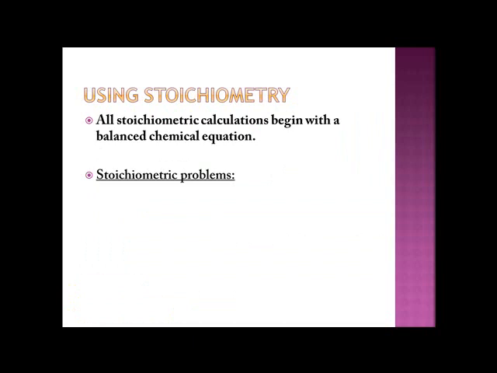Using stoichiometry. All stoichiometric calculations begin with a balanced chemical equation. We have 3 types of stoichiometric problems. The first one is mole to mole, the second one is mole to mass, and the third one is mass to mass.